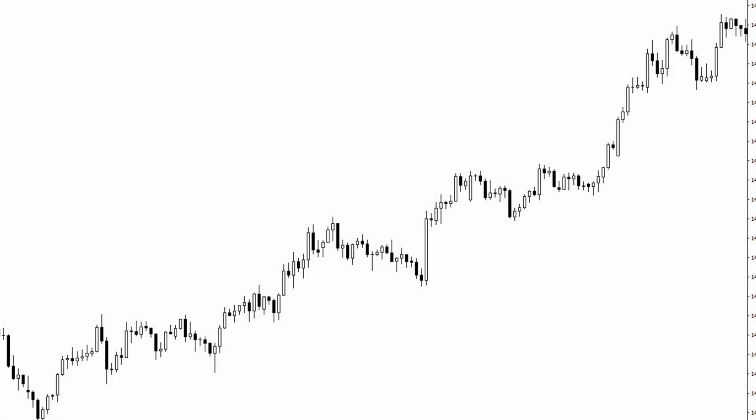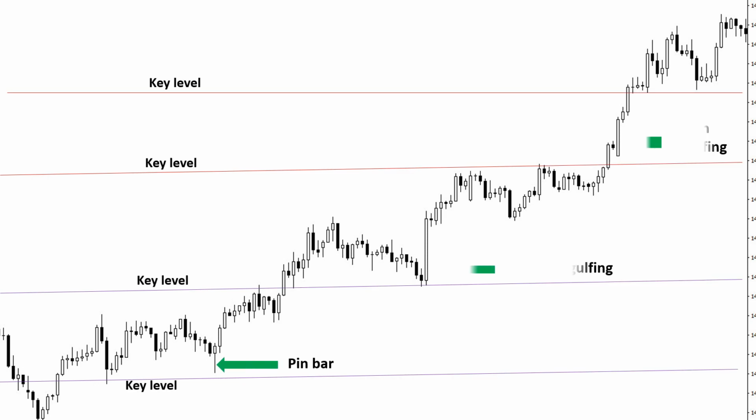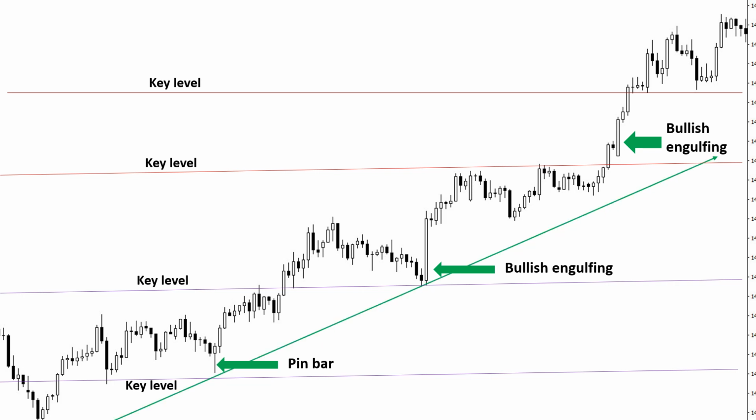Here is another good example of a trend continuation signal with price action. A pin bar and bullish engulfing buy signals formed at a key chart level of support in an uptrending market is a perfect example. A good quality trade setup is when you get a price action signal that coincides with a trend and a level. We call it a confluence setup, which usually has a high probability of success.